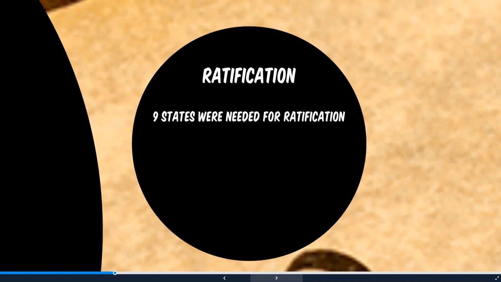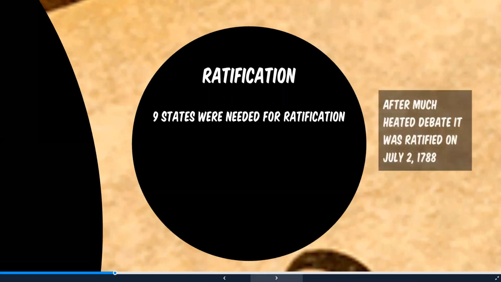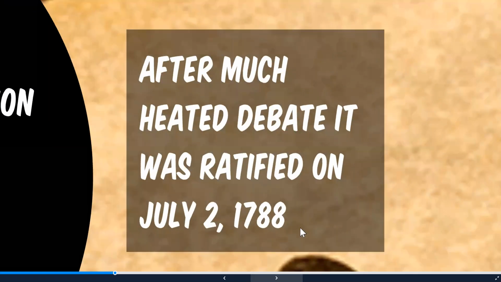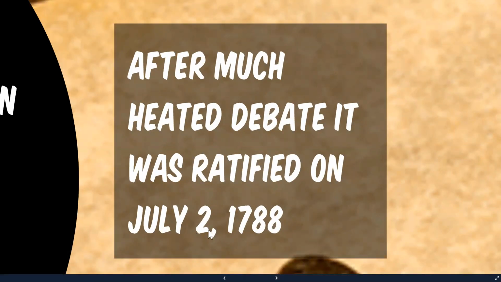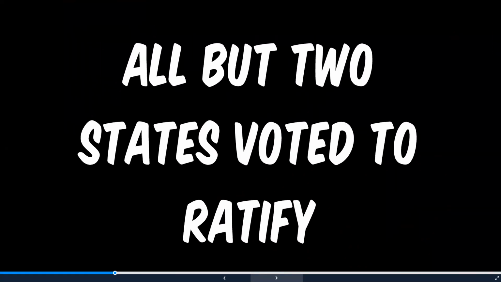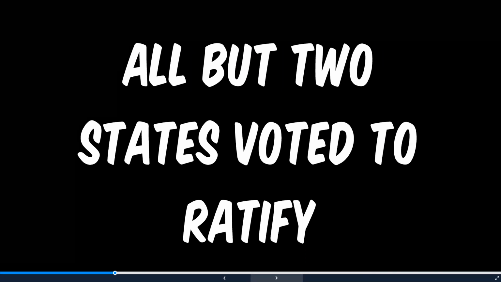And in order for the Constitution to go into effect, we needed 9 states to ratify it, which would be 2/3. There were 13 states, so 2/3 would qualify as ratification. And after much heated debate, it was finally ratified on July 2nd, 1788. It's also a fun date to know. All but 2 states voted to ratify.